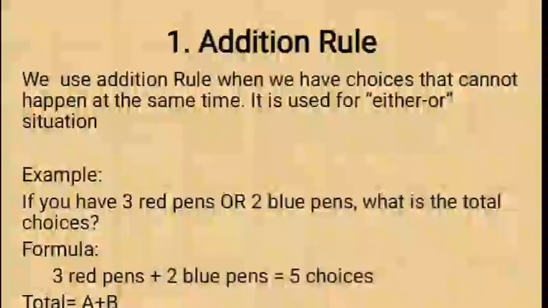There are two main rules we use. First, the addition rule. We use the addition rule when we have choices that cannot happen at the same time. It is used for either-or situations. Example, if you have 3 red pens or 2 blue pens, what is the total number of choices? The formula is the 3 red pens plus the 2 blue pens, so it equals 5 choices. So the total is A plus B.